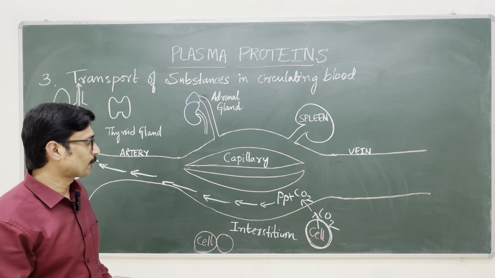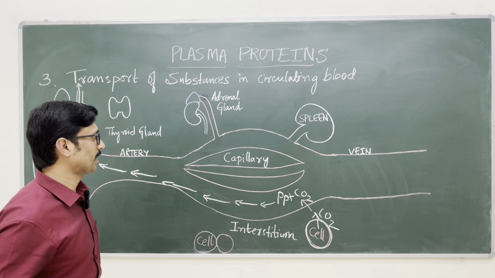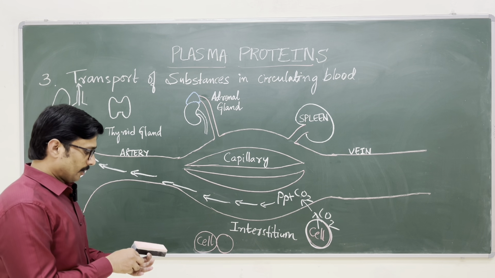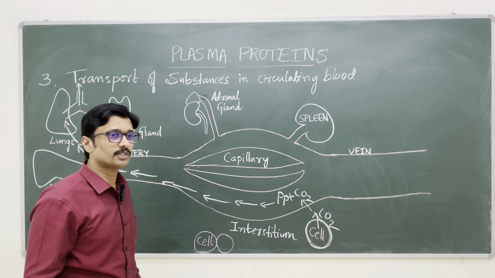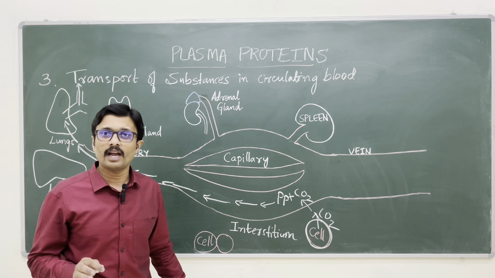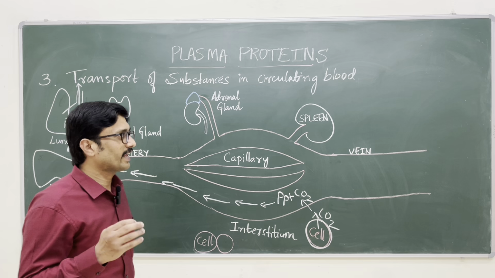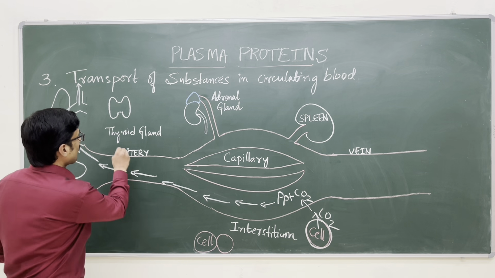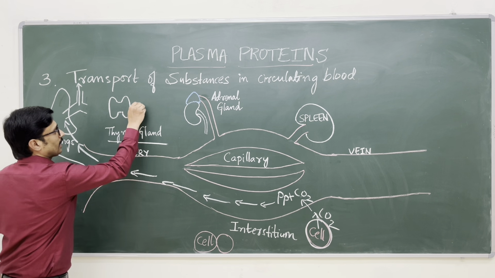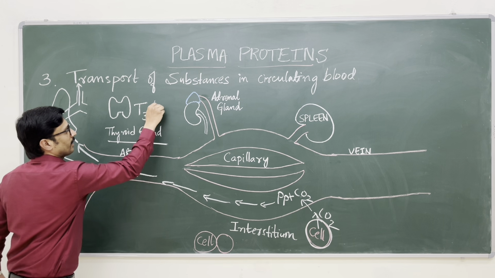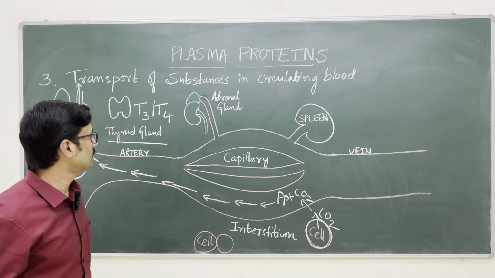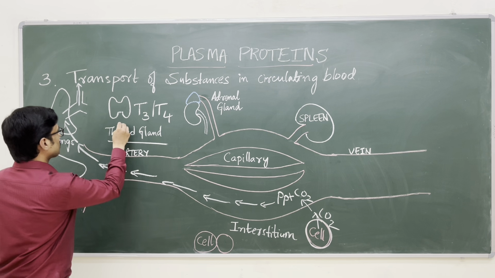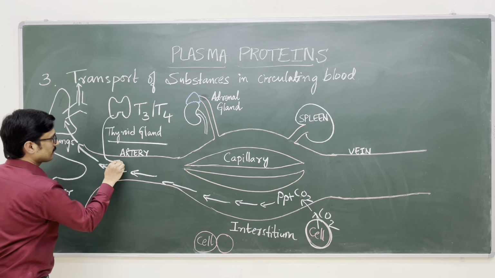So that is the role of plasma protein in transport of gases like carbon dioxide. Plasma proteins can also transport various hormones. These hormones are synthesized from endocrine glands. We'll give an example. The thyroid gland will secrete thyroxine or triiodothyronine. These are the thyroid hormones. They are synthesized and secreted from the thyroid gland, and they will enter the circulation.